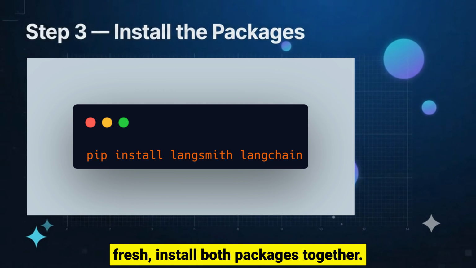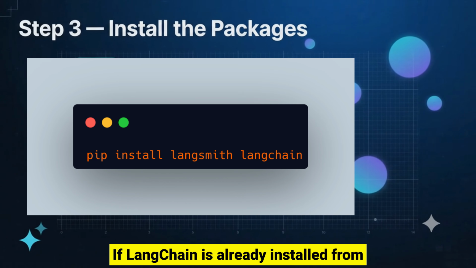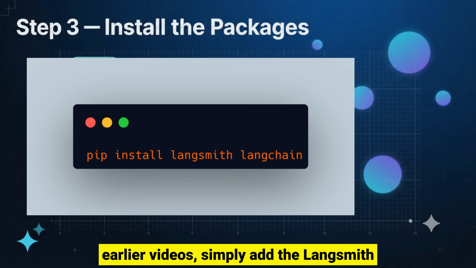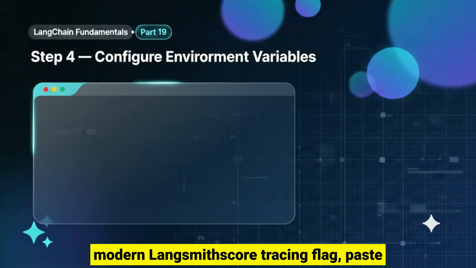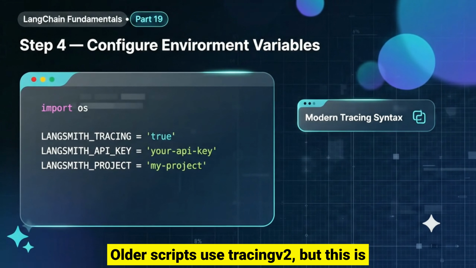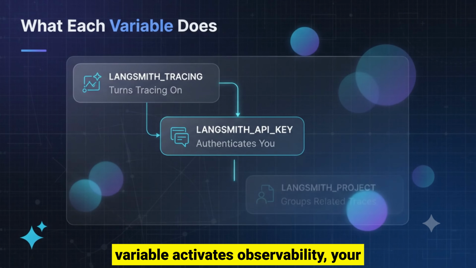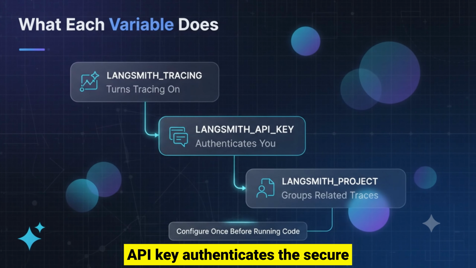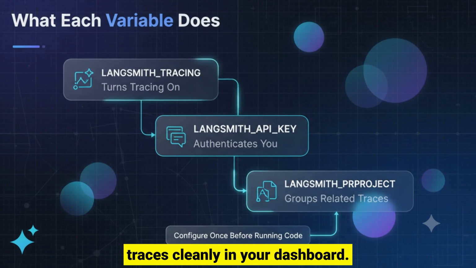If you're starting fresh, install both packages together. If LangChain is already installed from earlier videos, simply add the LangSmith package. Enable tracing with the modern LangSmith tracing flag, paste your API key, and name your project. Older scripts use tracing v2, but this is the current standard. The tracing variable activates observability. Your API key authenticates the secure connection, and the project name groups related traces cleanly in your dashboard.